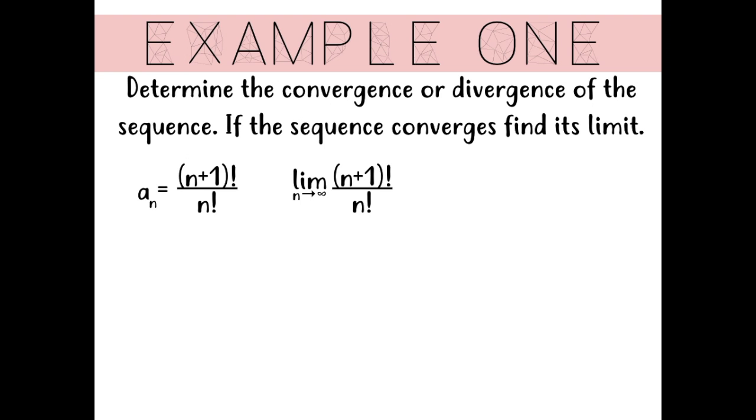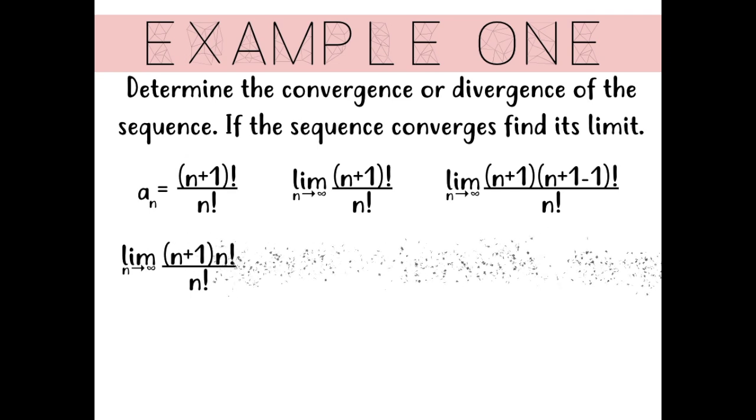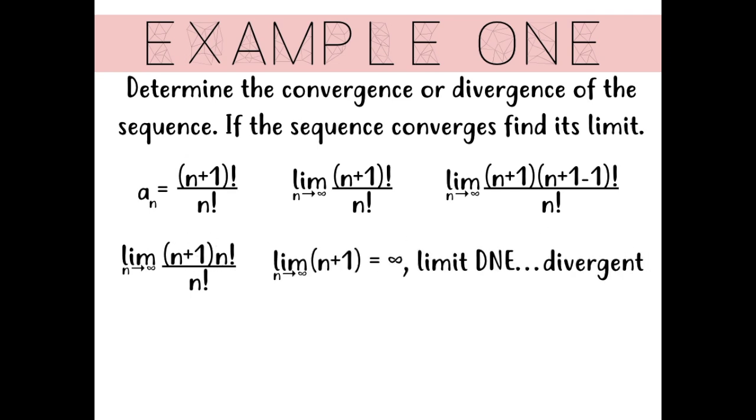So we're going to get the limit as n approaches infinity of (n + 1) times (n + 1 − 1)! all over n!. And notice that this simplifies to the limit as n approaches infinity of (n + 1) times n! all over n!. So our n factorials cancel out, and all we're left with is the limit as n approaches infinity of n + 1. And when we plug in infinity, we're just going to get infinity. This means the limit does not exist, so this sequence is divergent.